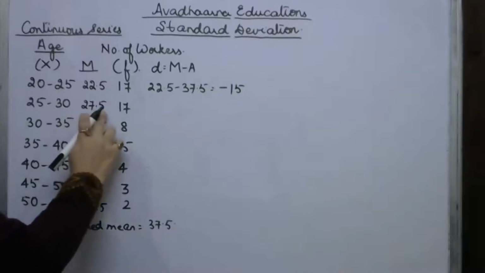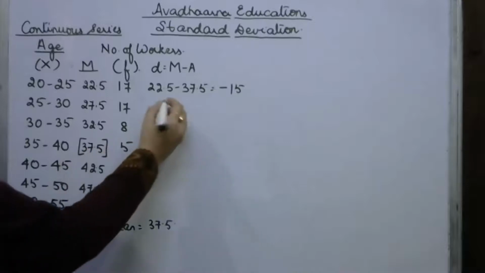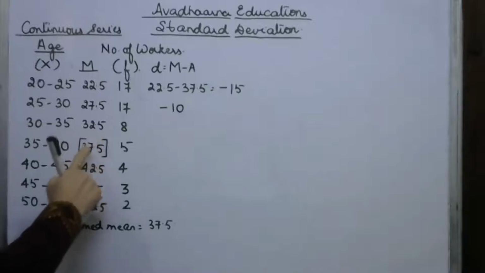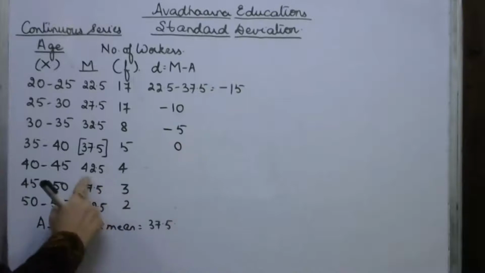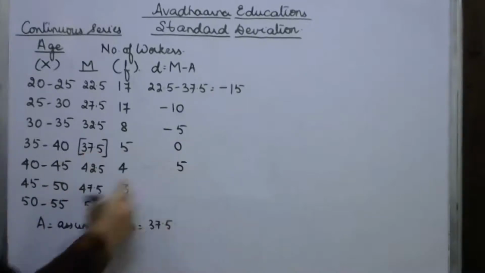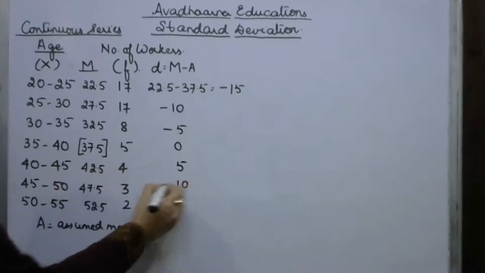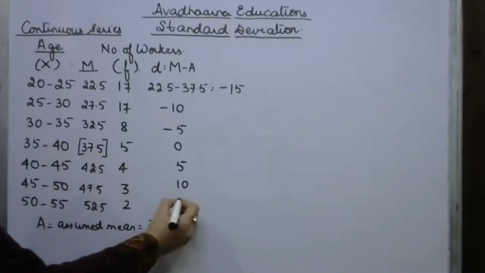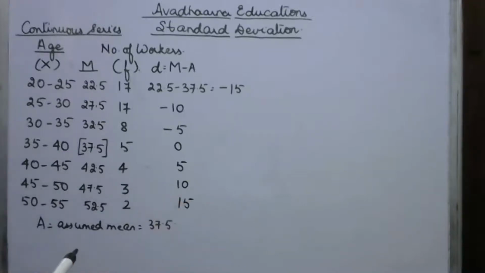Then 27.5 minus 37.5, which is equal to minus 10. 32.5 minus 37.5 is minus 5. 0. 42.5 minus 37.5 will be 5. 47.5 minus 37.5 will be 10. And 52.5 minus 37.5 will be 15. Fine.